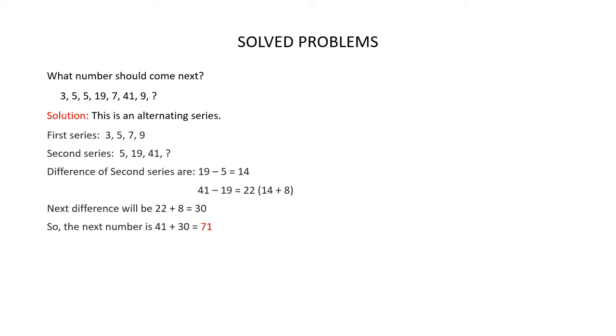If the next difference is 30, the next number will be 41 plus 30, which is 71. You have to add the difference to the previous number. So 30 is added to 41 to get 71. So 71 is the number that will come after 41.